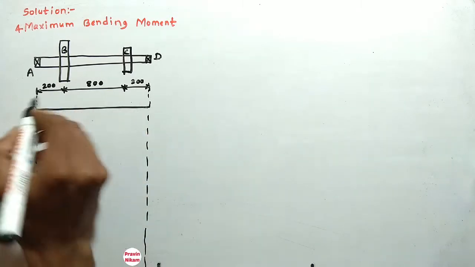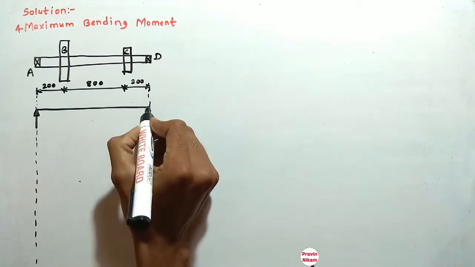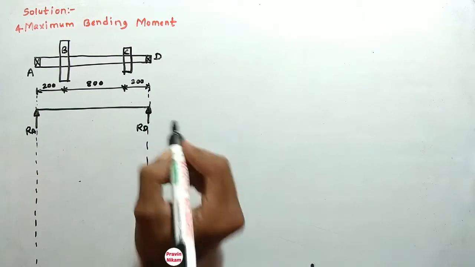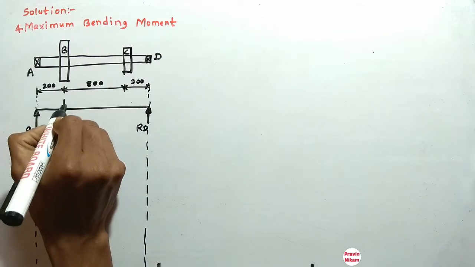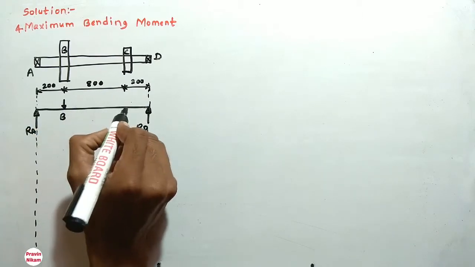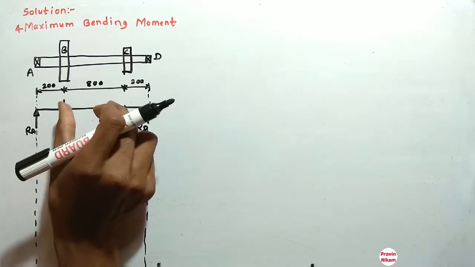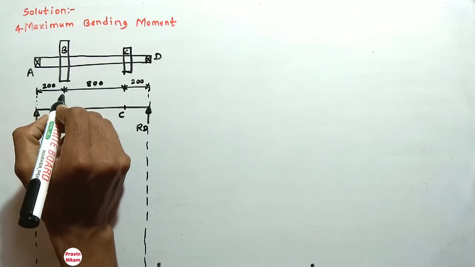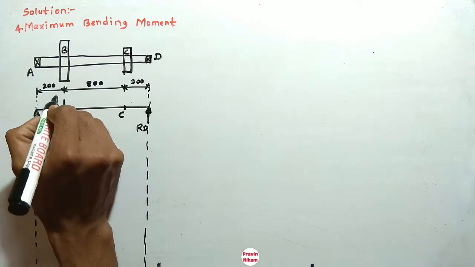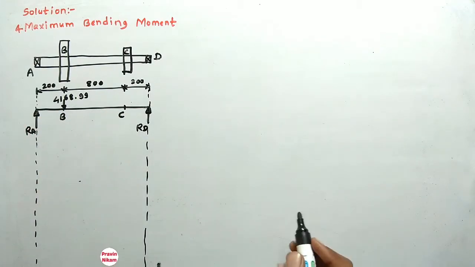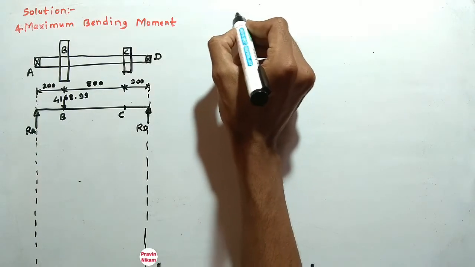So this is the shaft, this is the support. The reaction here is RA, here the reaction is RD, and here the vertical load is there at point B. This is point C, this is point B, and these distances are 200, 800, 200. Now you know the value of this vertical load, 4168.99. Now let us find these support reactions. First find out the support reactions.